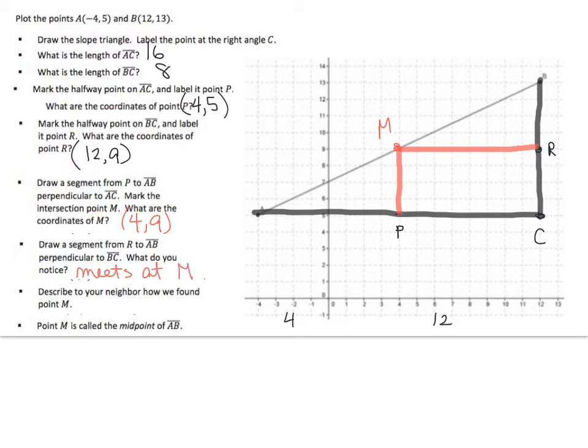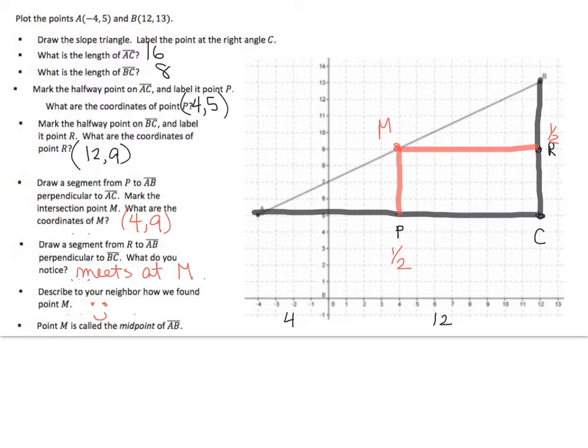Describe to your neighbor how we found point M. Do not leave your home. Run next door to your neighbor and tell them how you found point M. We found point M by connecting the dots. It's the intersection of 2. So it's the halfway point of the x distance and the halfway point of the y distance is what I want you to notice. We drew perpendicular segments, and we joined A and B where they connected, okay?